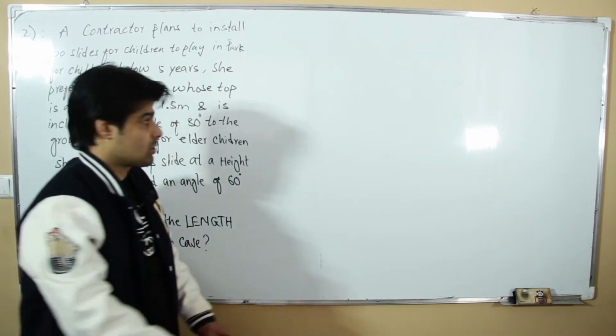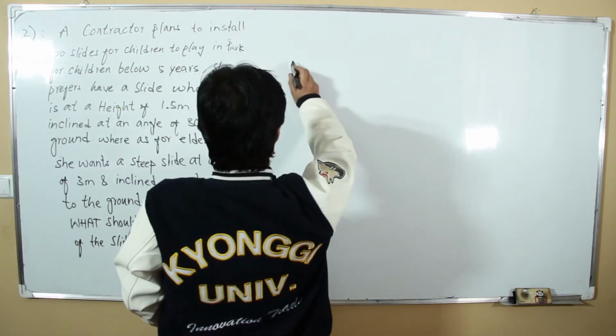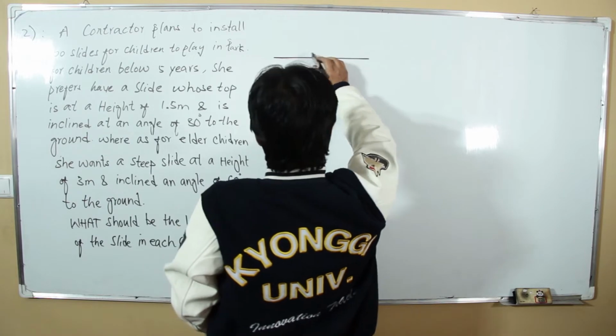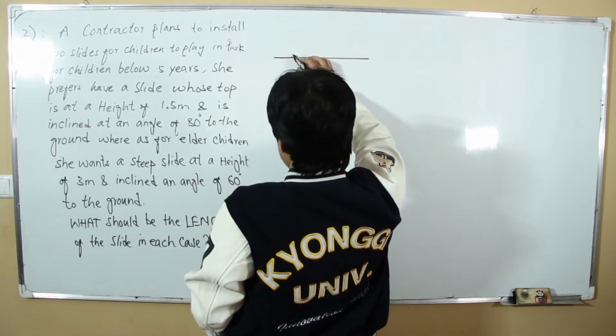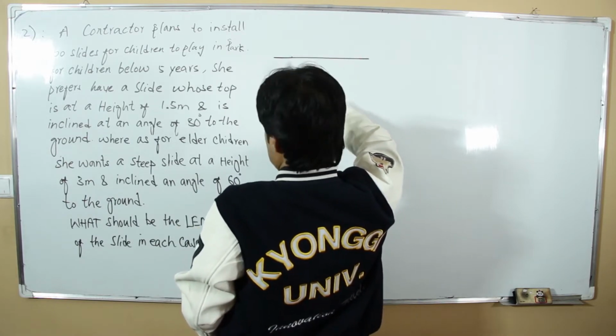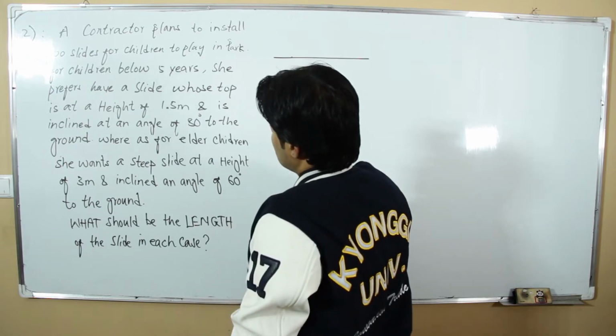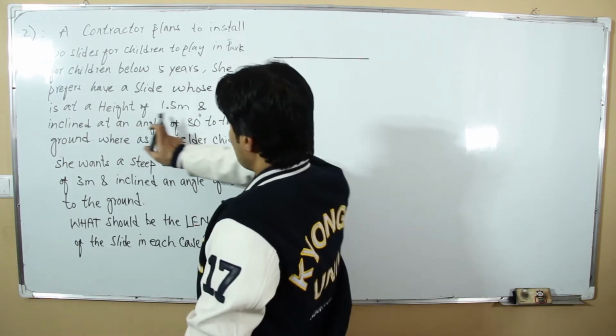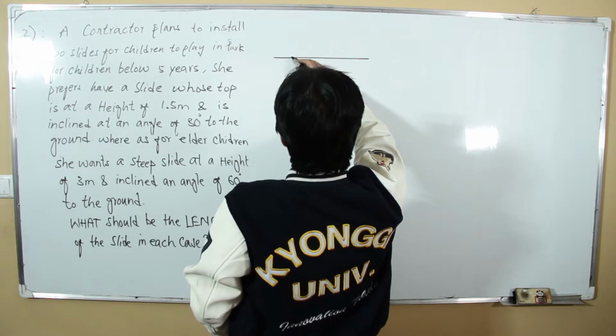Indeed, we have 2 questions. First, we have a contractor. She wants to install 2 slides. First, for children below 5 years, the height is 1.5 meters.